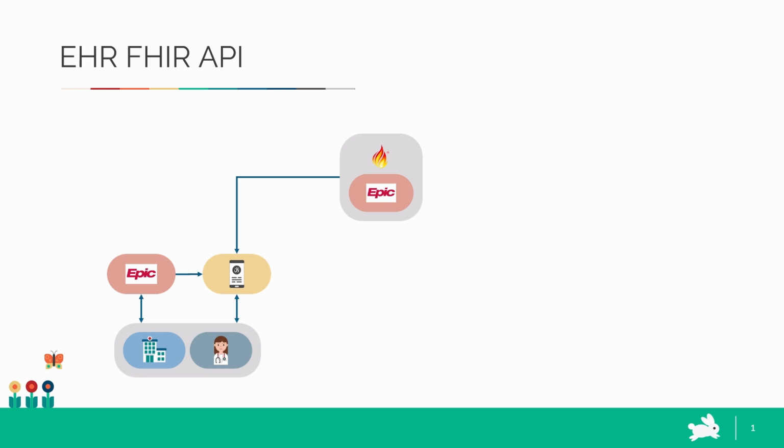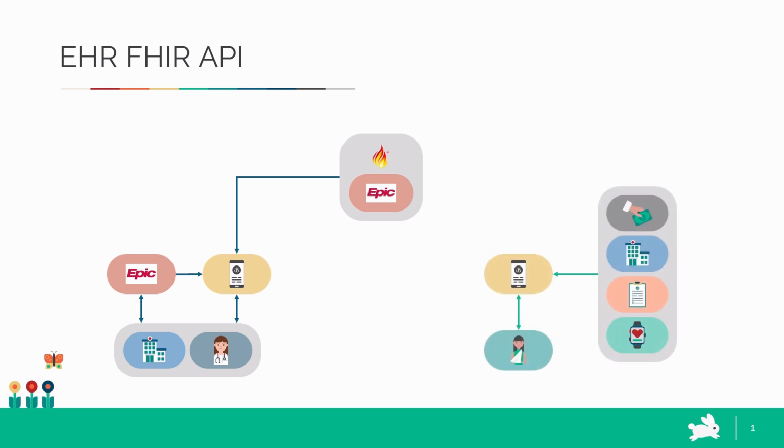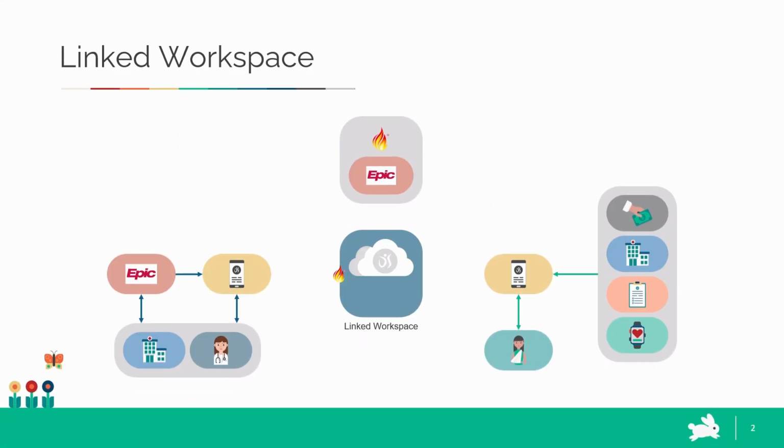All EHRs today provide a FHIR API, which enables providers to access that data using Smart on FHIR apps. These apps can be standalone apps or EHR launch apps. On the patient side, there are numerous options available that allow patients to use apps to import their data from providers, payers, devices, or even manually. However, there isn't an easy way for these patients to share that data back into the EHR and make it accessible to those apps. We solve this by using a linked workspace.